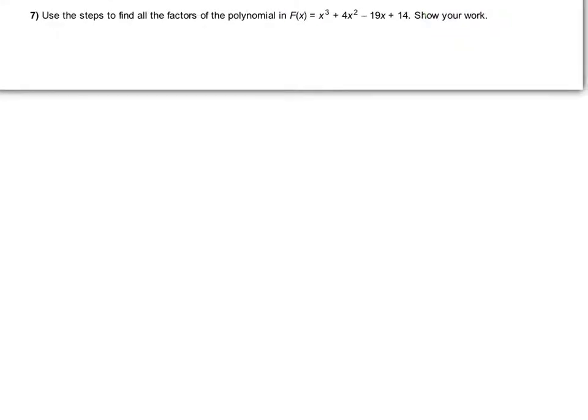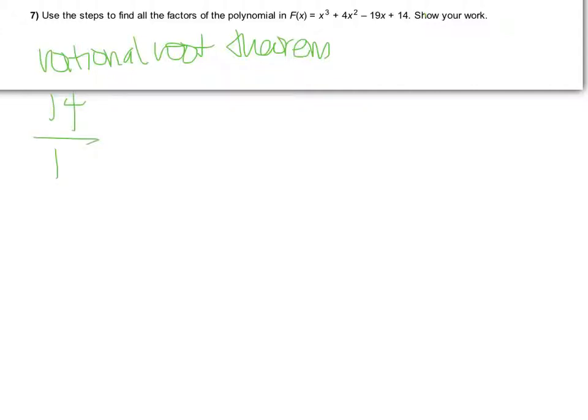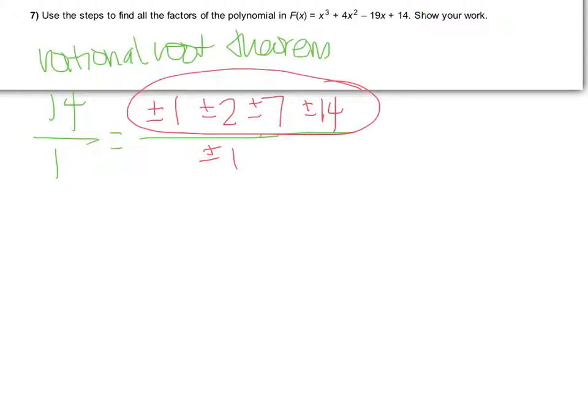So we're going to try this one, x cubed plus 4x squared minus 19x plus 14. So my rational root theorem will help me figure out where to start. So the rational root theorem says I take all the factors of 14 and divide it by all the factors of 1. Well, my factors of 14, I can divide 14 by positive and negative 1, positive and negative 2, positive and negative 7, and positive and negative 14. 1 is really only divisible by 1. And when you divide by 1, you get whatever you had before. So I have 8 possible factors.